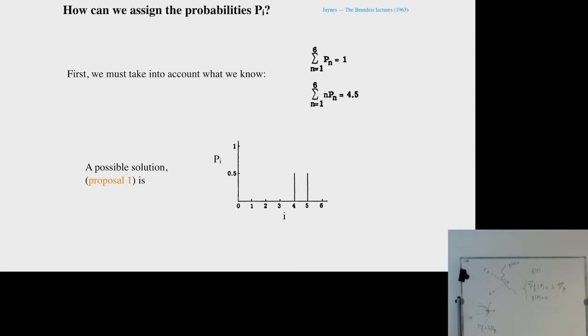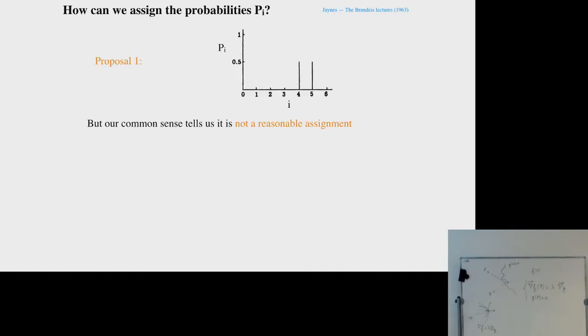You don't seem to be very convinced. Common sense tells us this is not reasonable. I don't really know what kind of die would have 0 probability. This is basically a coin. It's not a die. So it's not a reasonable assignment. Let's try another one. Now I have more sides to it. Is it better? Yes, but you don't seem to be convinced, right?